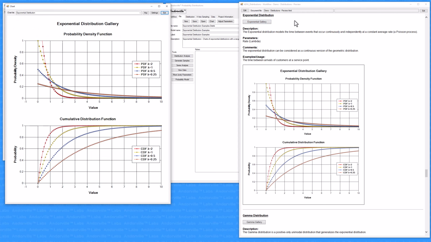The exponential distribution models the time between events that occur continuously and independently at a constant average rate, which is a Poisson process. The parameter is the rate. The exponential distribution can be considered as a continuous version of the geometric distribution. This distribution could be used to model the time between arrivals of customers at a service point.